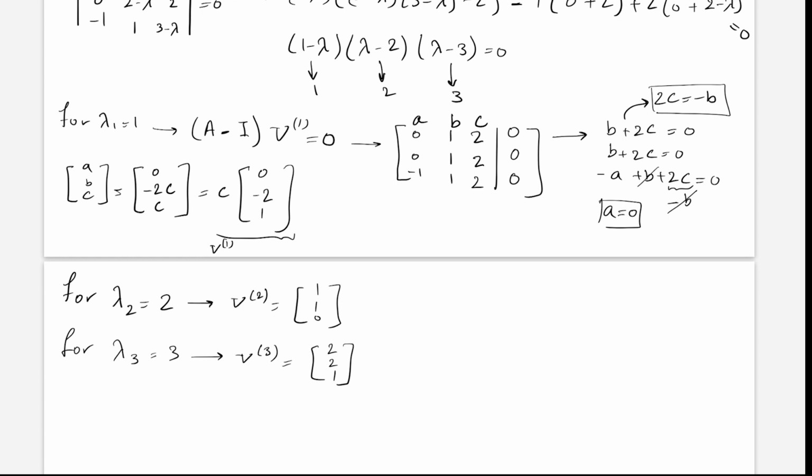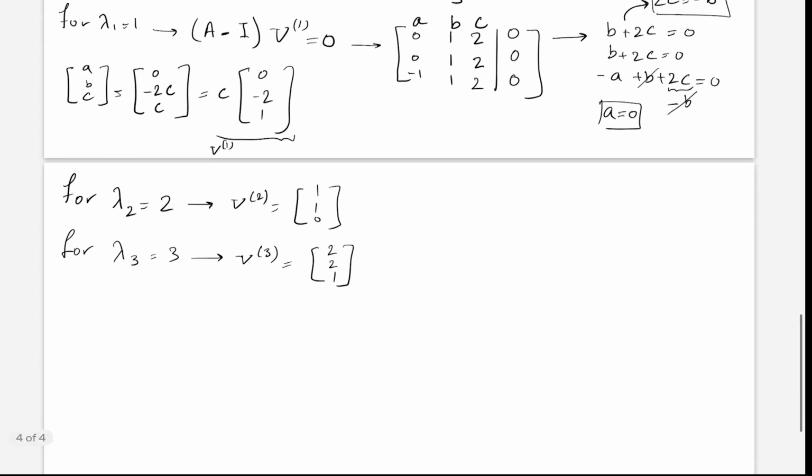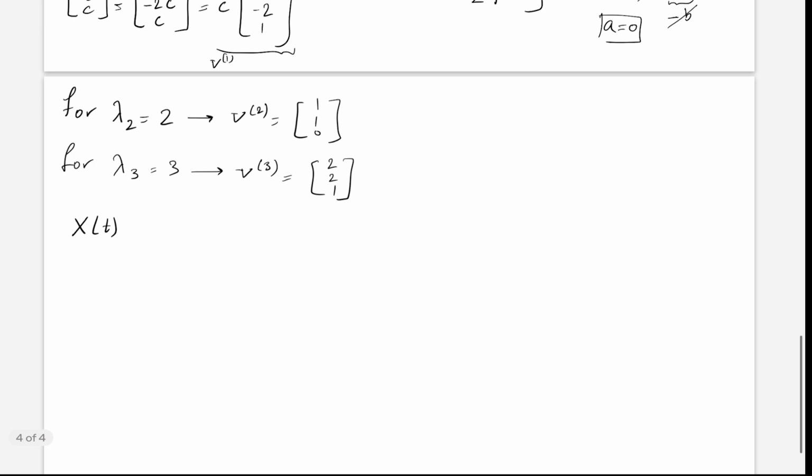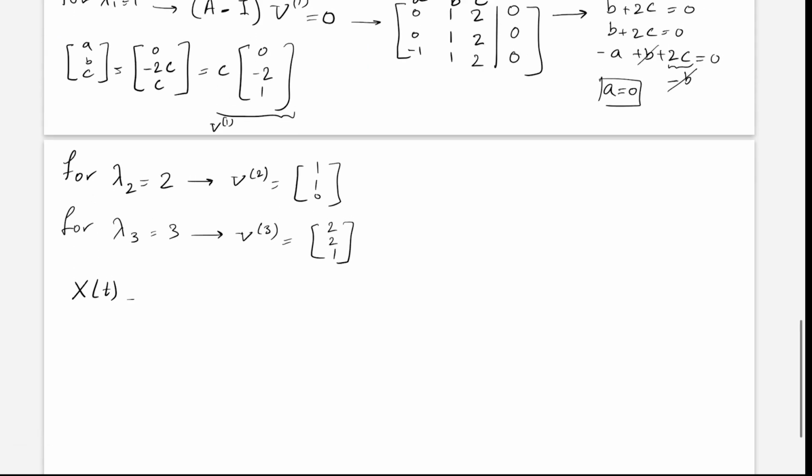Now, the solution will be in what form? The solution is x of t, since we want to find x of t. So x of t will be in the form of c1, a constant, times e to the lambda 1 t, times eigenvector 1, and also the other terms as well. So the solution will be a linear combination of these terms.